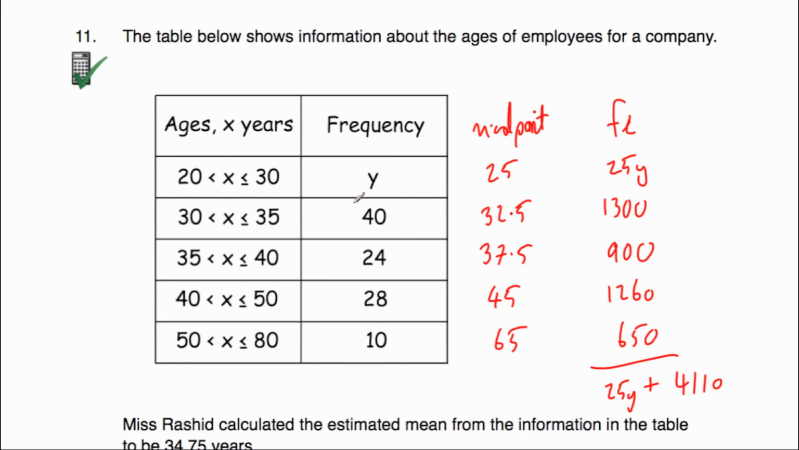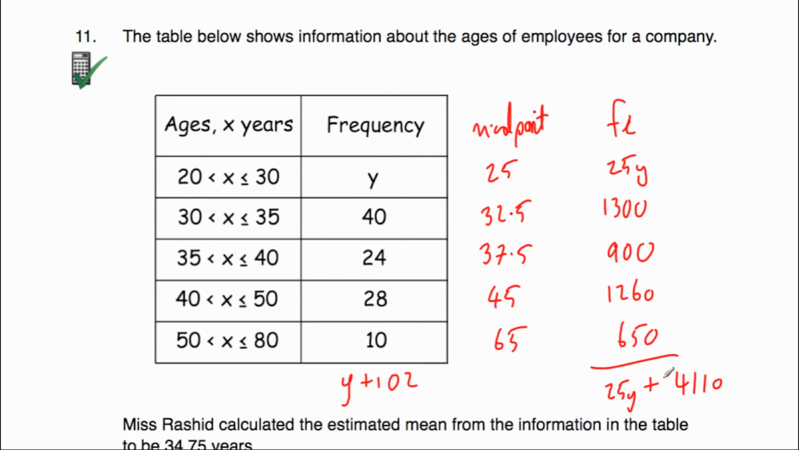Now we need to add up the frequency column, and again we're going to add up all the y's, and then all the numbers. Adding up all the y's, that's y. Now we add up the numbers: 40 plus 24 plus 28 plus 10, and that is equal to 102. So the total is y plus 102.